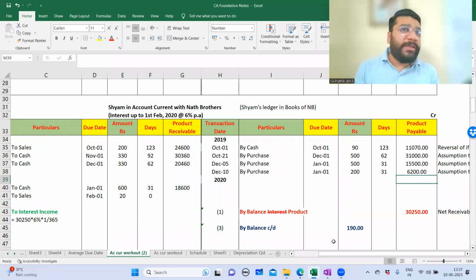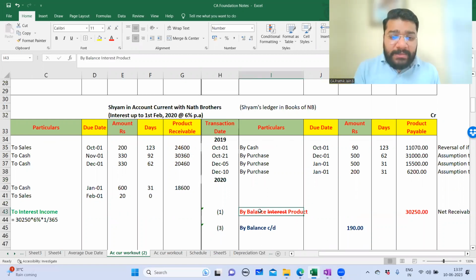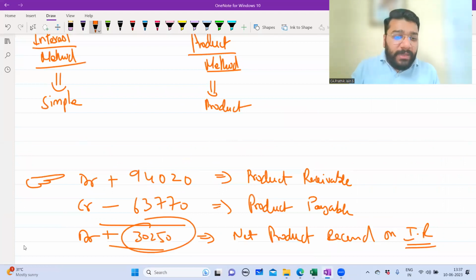Okay. So now first step, we fill in all the information. Second step is we have to balance. In the previous tabular column, we balanced the interest. In this, we have to balance the product, because this is the product method. So what is the balance product we got? 30,250. Correct, no? All people, 30,250 is the balance of the product.